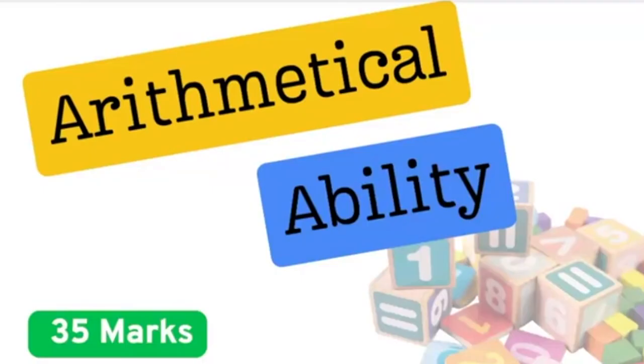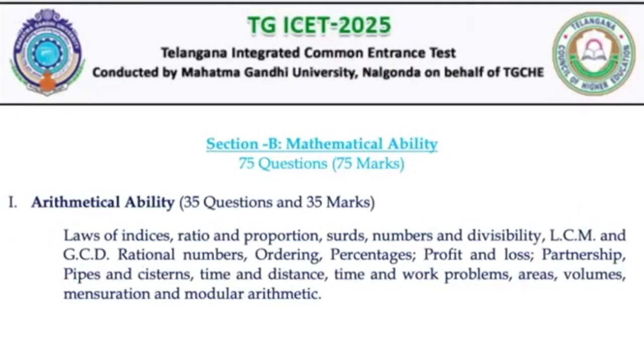Arithmetic ability is a part of the mathematical ability section. If you observe, in both TGICET and AP ICET we have the same syllabus, with 35 marks of weightage from the arithmetic ability section. Before we solve them, let's see how the questions of arithmetic ability are given. First we'll observe TGICET's mathematical ability section.